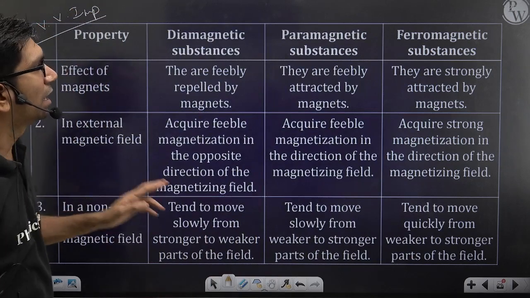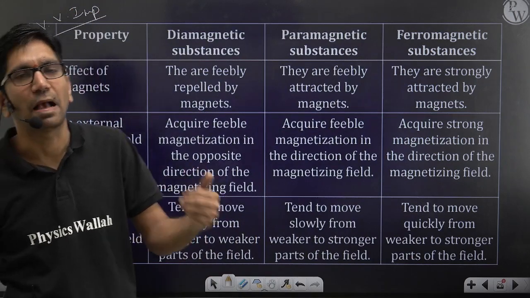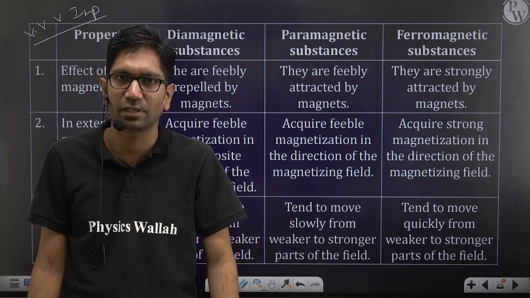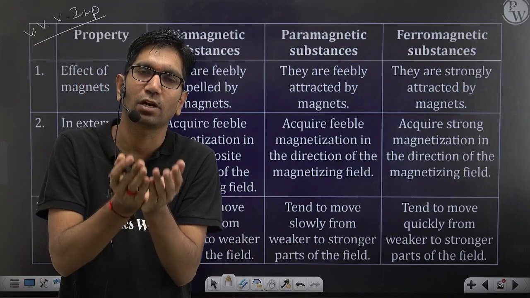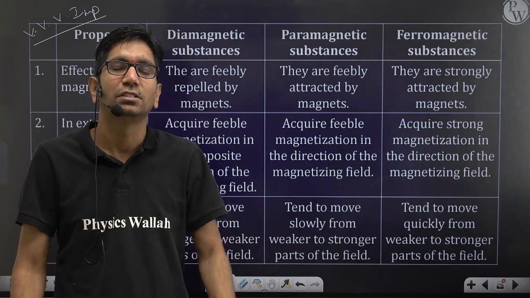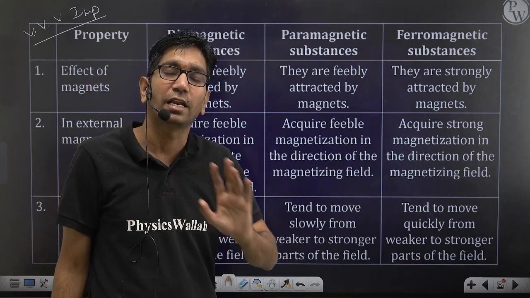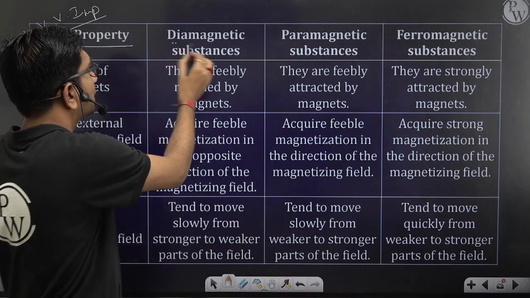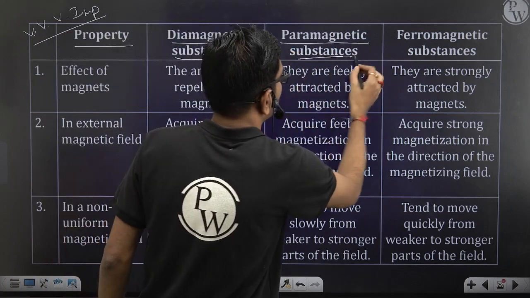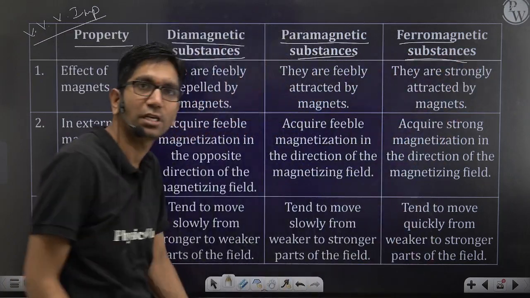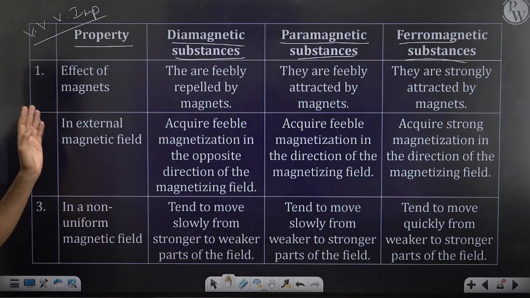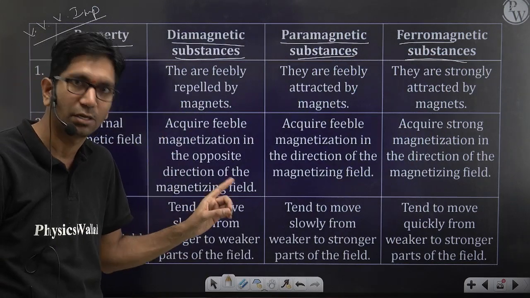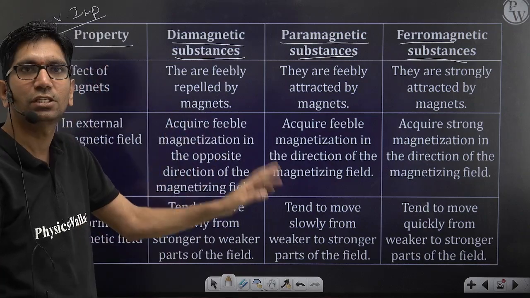Now this one is very, very important: the difference between dia, para, and ferromagnetism. Now also I am repeating the same thing. Just open your NCERT book, whatever points are present in your book, just learn all these things. Directly he will ask you the question. Here are the properties of diamagnetic, paramagnetic, and ferromagnetic substances. I have written the differences here. In your board exam also, he may ask you to write the difference between these three.